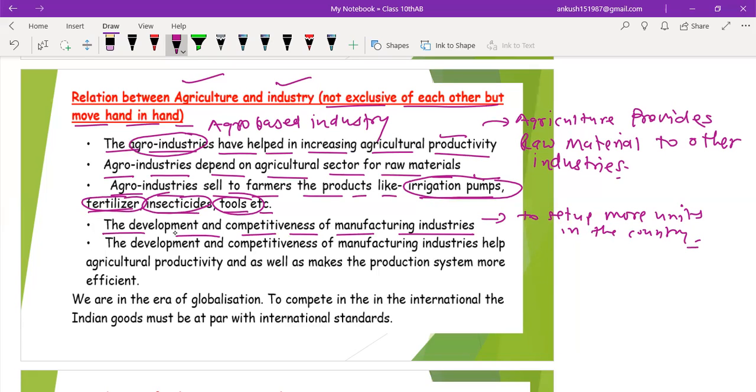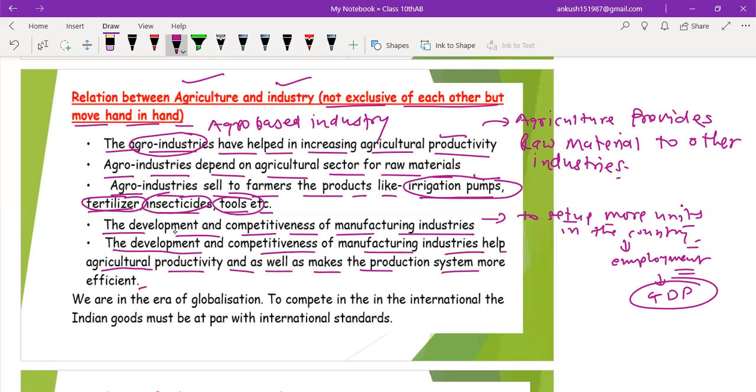And if suppose there are more industries set up or units set up, manufacturing units set up, definitely it would generate the employment. And through this, we can add to the GDP of our country. This is the hierarchy from where we come, or we go through. The development and competitiveness of manufacturing industries, it helps agricultural productivity and as well as makes the production system more efficient. Means more and more efficiently we can produce the products.